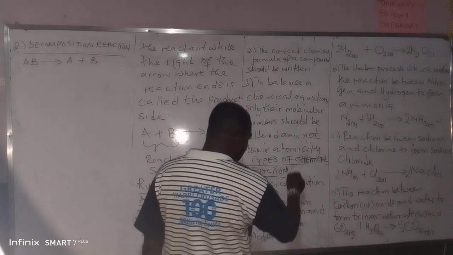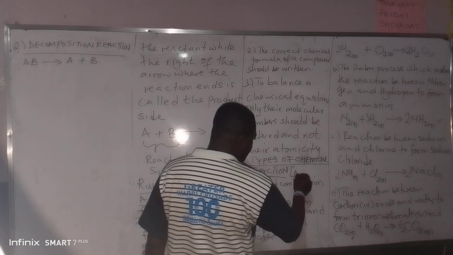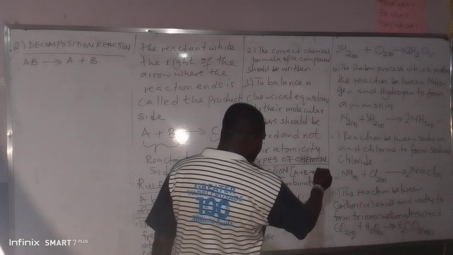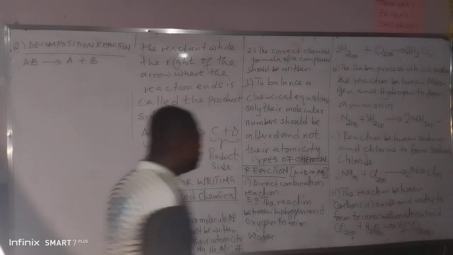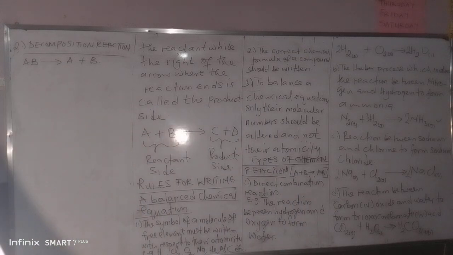But this one is what? A plus B will combine together to form AB. That is direct combination. So opposite of it is decomposition. So only one bigger compound will split to form smaller ones. Let's look at examples.